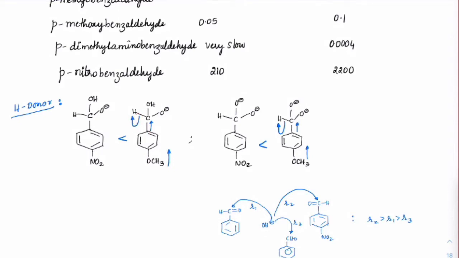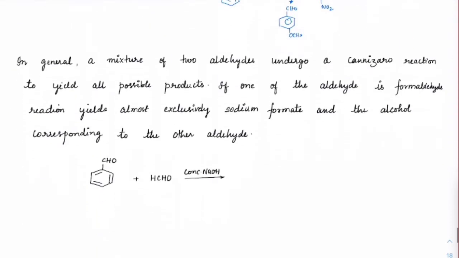Have you understood the difference? So when it comes to nucleophilic reaction, you should see withdrawing groups. When hydride donor is to be compared, then you have to check donating groups. Okay. Right.